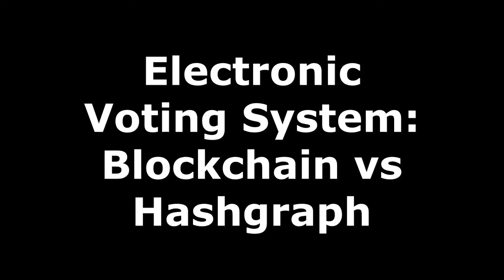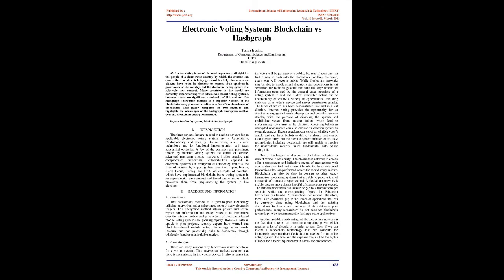Electronic voting system, blockchain vs Hashgraph. Abstract. Voting is one of the most important civil rights for the people of a democratic country, by which the citizens can ensure that the state is being governed lawfully. For centuries, citizens have voted in elections to express their opinions in governance of the country, but the electronic voting system is a relatively new concept.